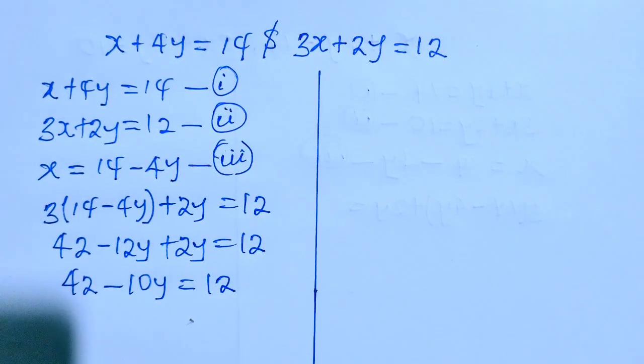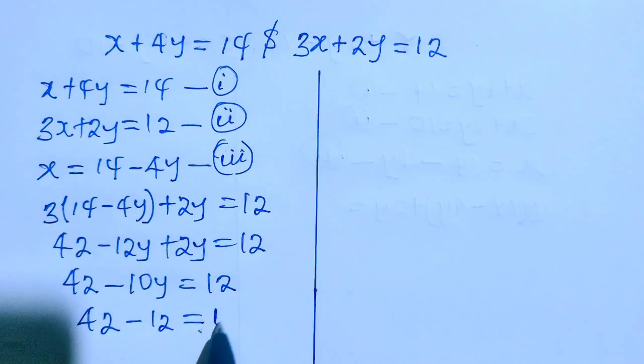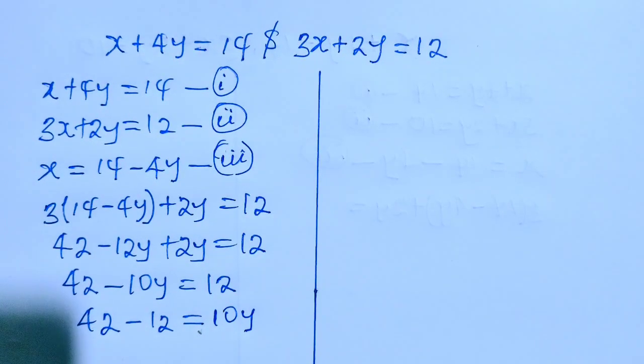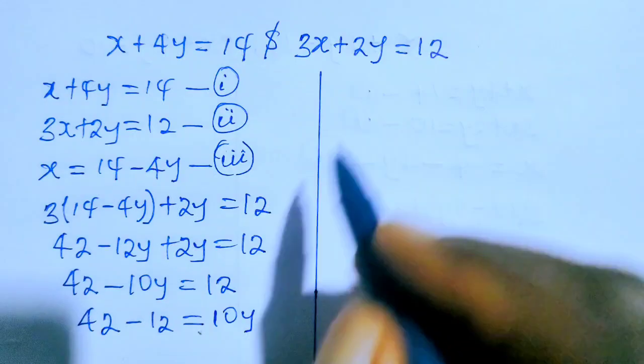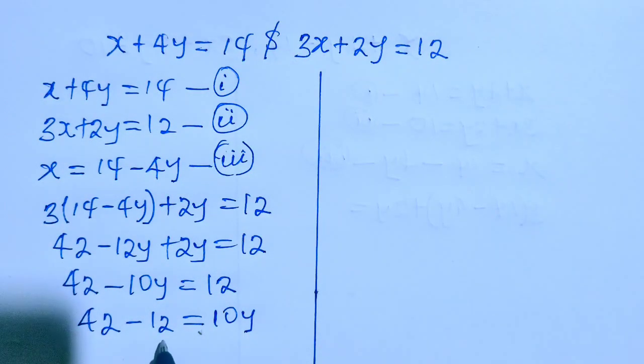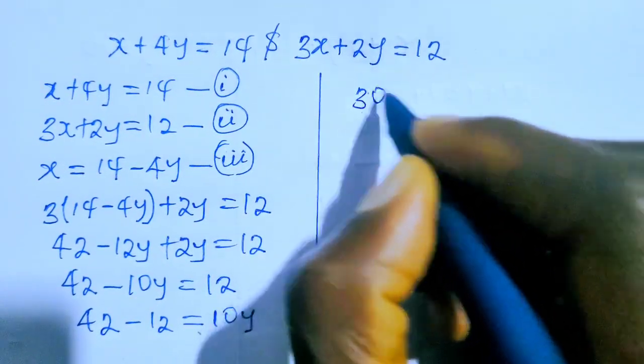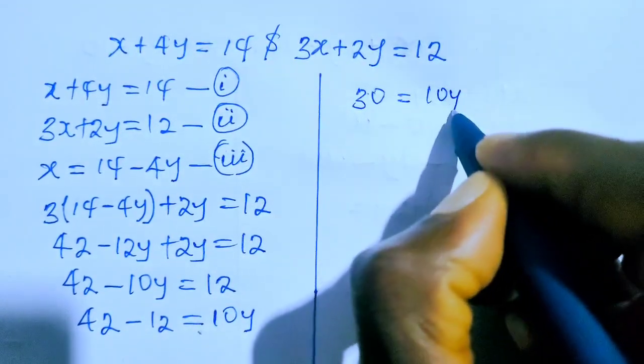Now, at this very point, we are going to collect like terms. But in that case, we are going to have this. We are going to move all numbers to the left hand side, and we move terms with variables to the right hand side. So we have here 42 minus 12, coming down here, it becomes minus 12 equals, now minus 10y, coming down here, it becomes plus 10y. And at this point, we have 42 minus 12, that will give us 30 equals 10y.